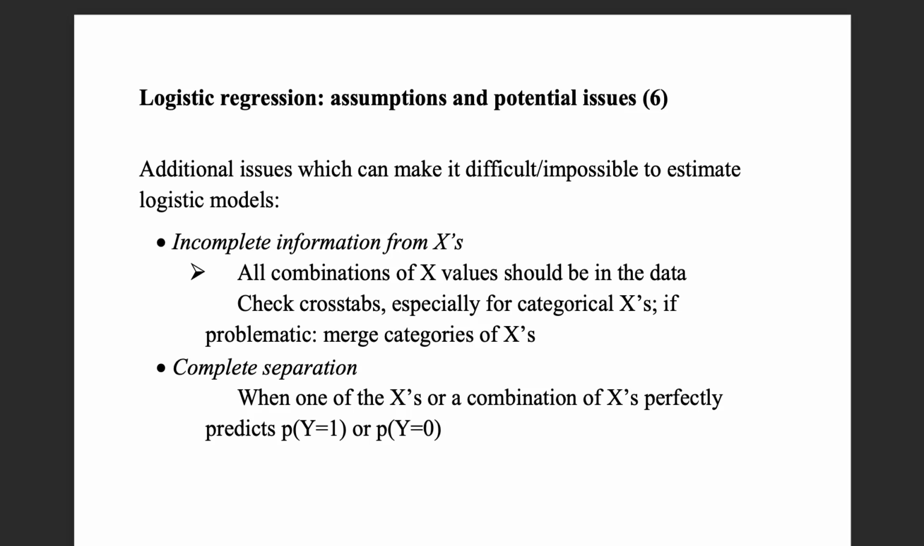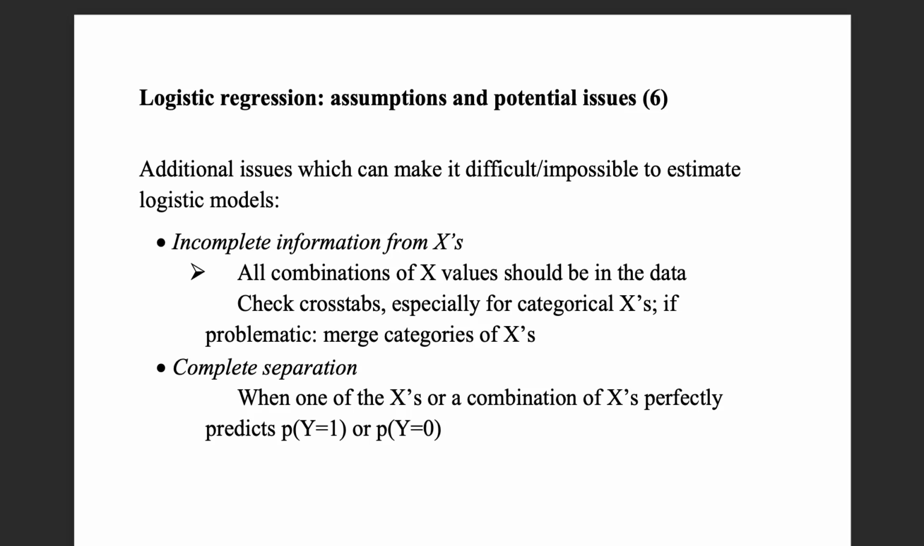So if you have an X variable or a combination of values on the X variables for which we see that the outcome is always the same, it's either 0 for all the cases or 1 for all the cases, then we get this issue of complete separation. And why is this a problem? Well, we're using this maximum likelihood estimation procedure that tries to maximize the value of the likelihood. But if you have this situation where one of your X variables, or a combination of your X variables, perfectly predicts the outcome, then basically the value for the likelihood goes to infinity, and you can't mathematically work with that value anymore. So then you're not able to actually estimate the models.